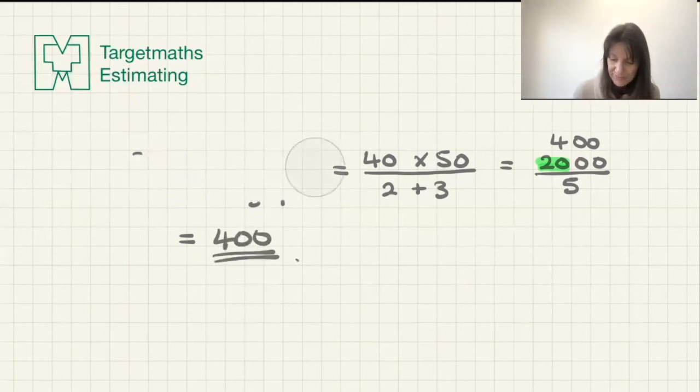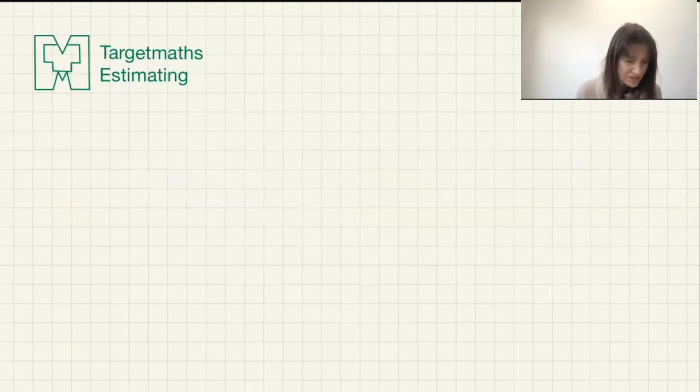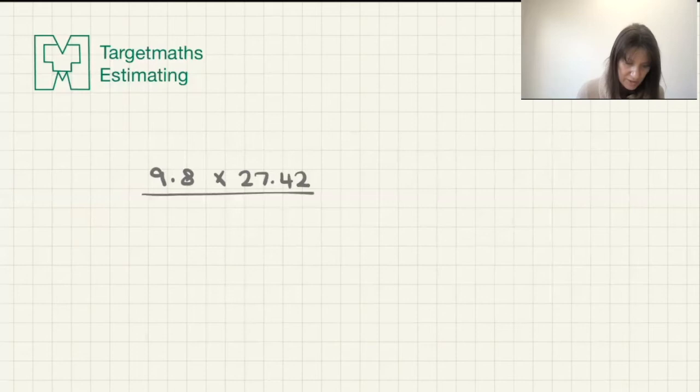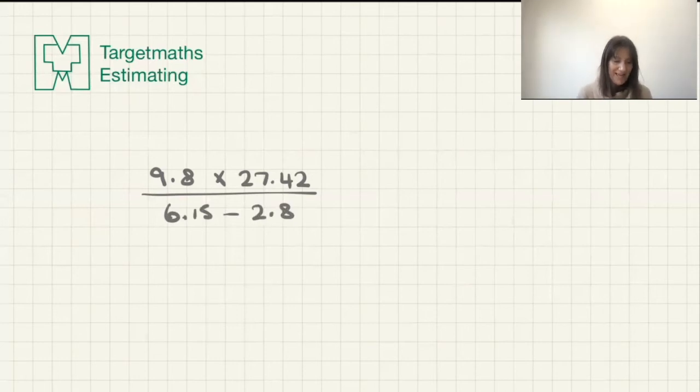It's really good. Okay, next question is 9.8 times 27.42 all over 6.15 take 2.8. Okay. So for this question, again, hit pause and press play when you're ready.